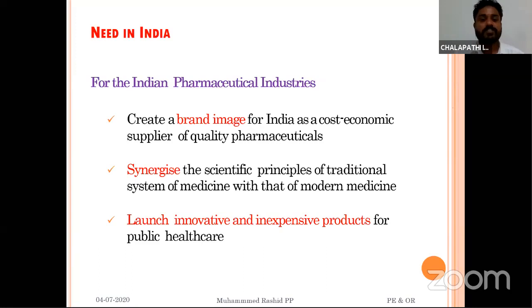That is the next strategy. Synergize the scientific principles of the traditional system of medicine with modern medicine. We know that nowadays the Ayurveda, Siddha, Unani systems are booming through Ayush and other programs. India is famous for its set of traditional medicine. So when you are combining this traditional medicine with modern allopathic medicine, you should be able to have a cost-effective strategy. Then when you are launching a new innovative or inexpensive product, you should be able to tell whether it is cost effective for public healthcare.